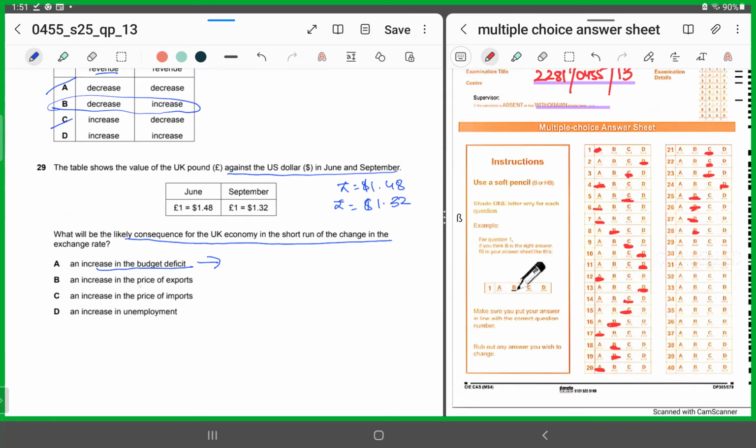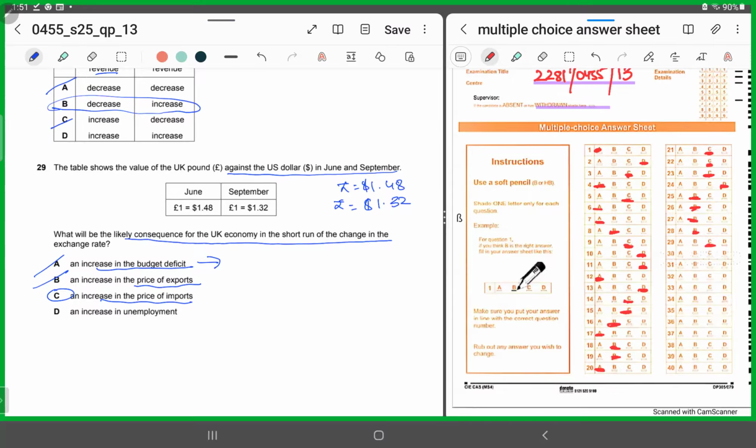An increase in the price of exports. No, the exports have gotten cheaper. C says increase in the price of imports. Yes, because the imports have gotten expensive now. So that's the correct answer. So for 29, we'll shade in C.